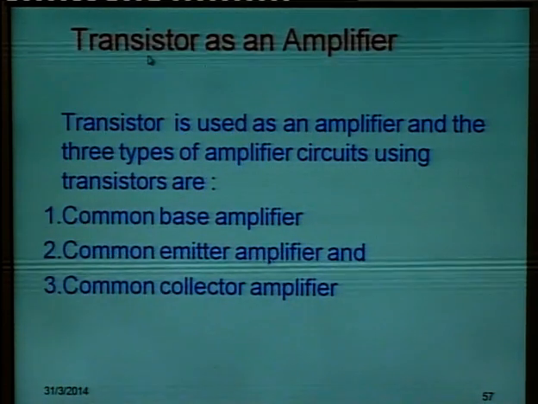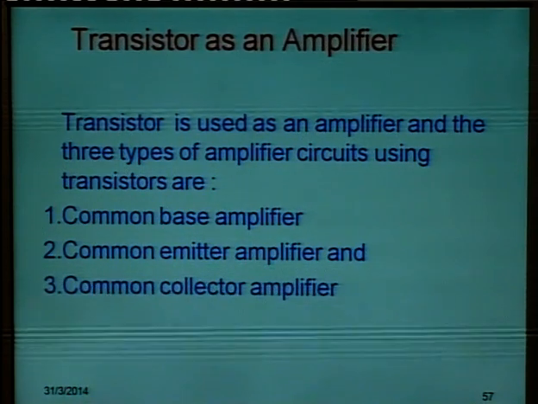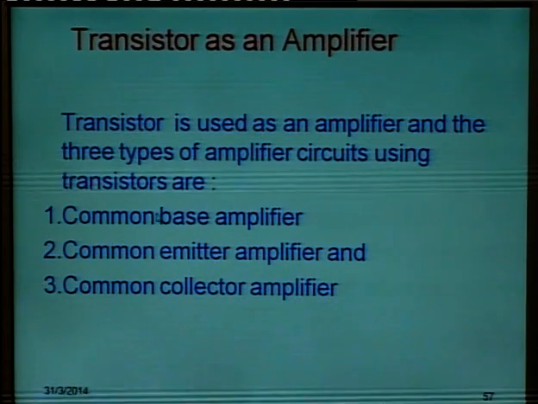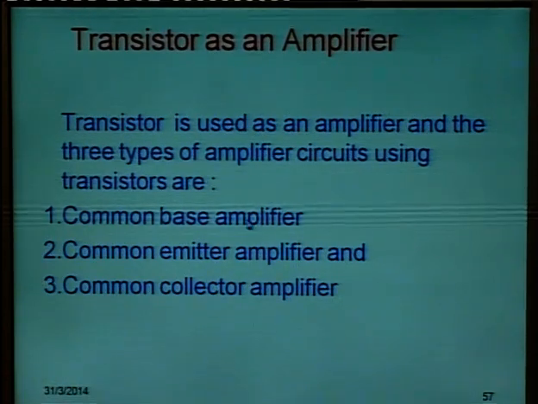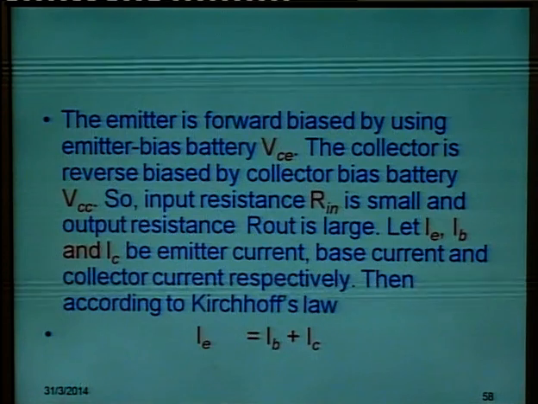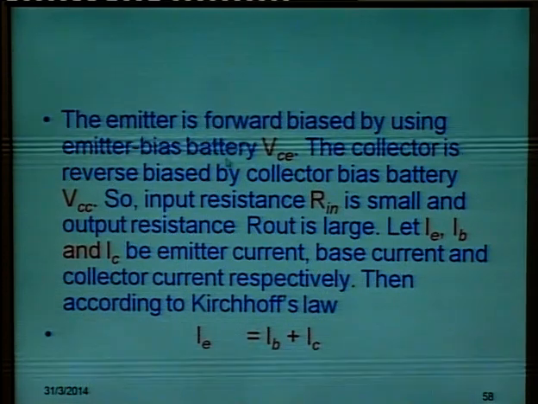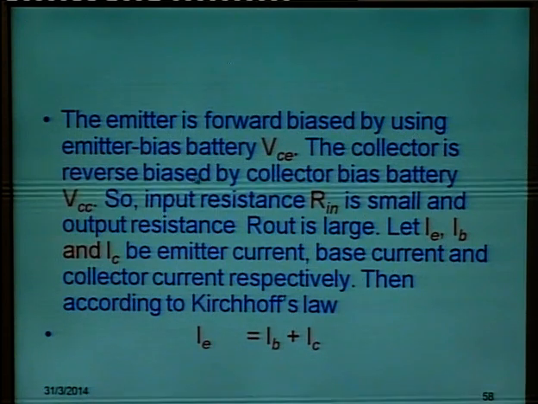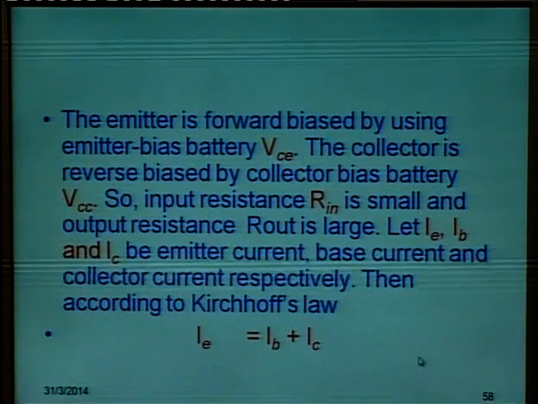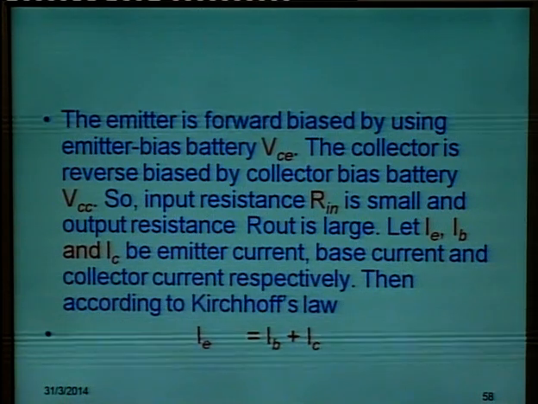Then let us study how a transistor is used as an amplifier. You can again use 3 types of amplifier circuits when you deal with a transistor: common base amplifier, common emitter amplifier and common collector amplifier. The emitter is forward biased by the emitter battery, and the collector is reverse biased by the collector battery. So input resistance is small and output resistance is large.